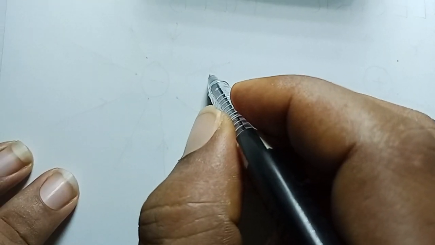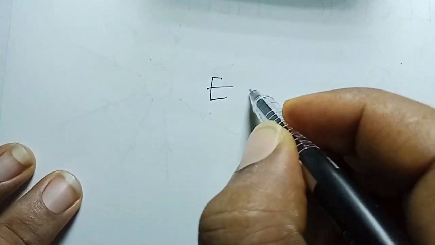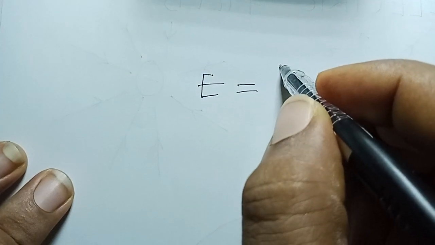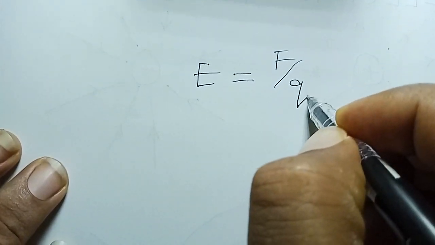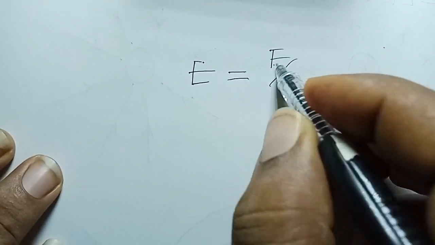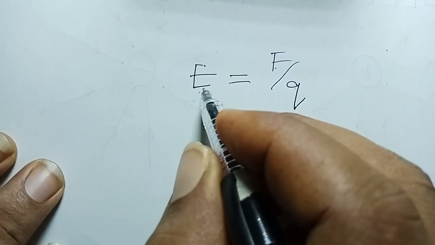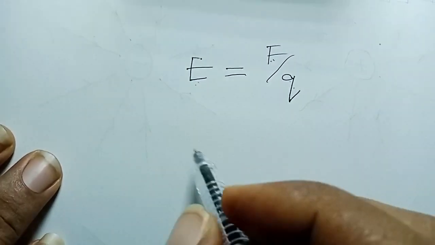But I want you to remember that whenever you are asked a question in physics, like an electric field related question, the question is always related to field, force, and charge. So they might give you charge and force and tell you to find field. They might give you field and force and tell you to find charge. Let me give you an example.